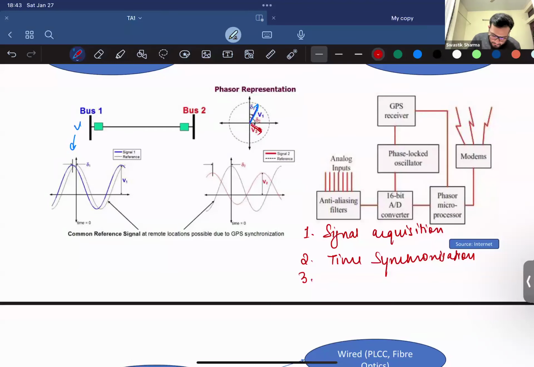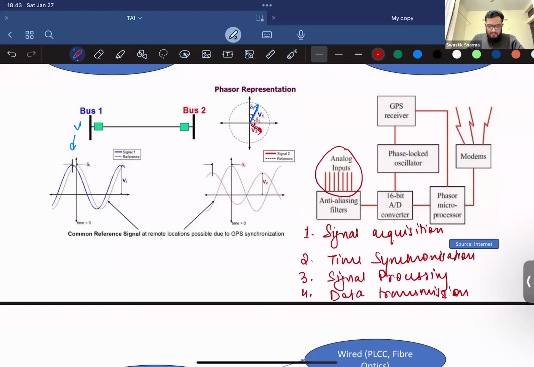Otherwise, there's no point if we have different synchronization. Third, we want to be able to process those signals. I'll come to this point later when I explain everything in detail. And fourth is the data transmission aspect. So these analog inputs that you can see here are basically the quantities, or the waveforms, that are being measured by the PMU.